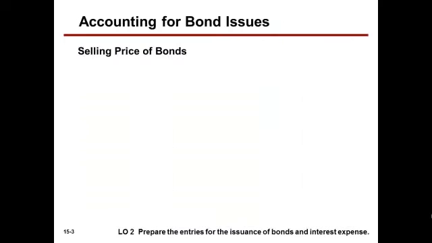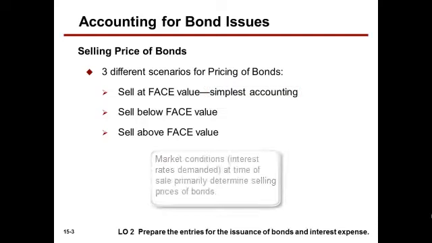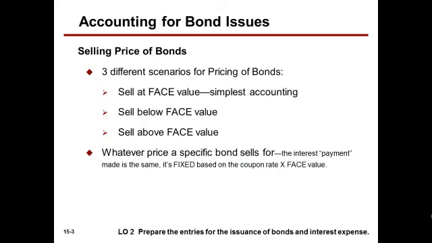Just to review the selling price of bonds, there can be three different scenarios for the pricing of bonds. They can be sold at face value, which is the simplest accounting. They can be sold below face value and sold above face value. Each scenario has its own accounting entries. Whatever price a specific bond sells for, the interest payment made is the same. This is fixed based on the coupon rate and the face value of the bond.